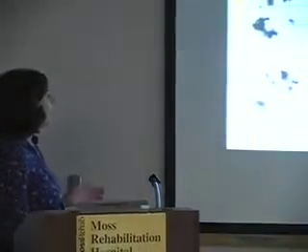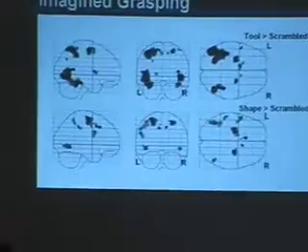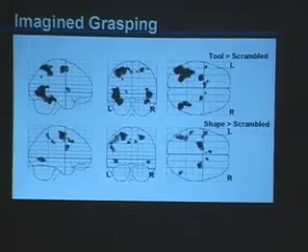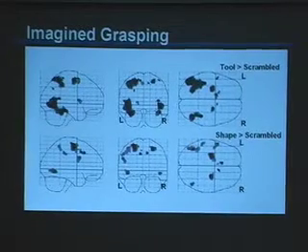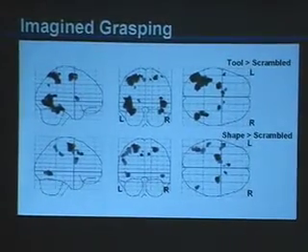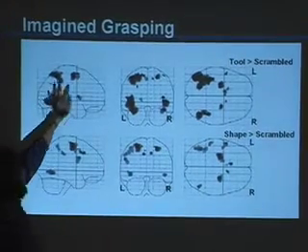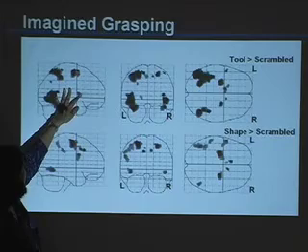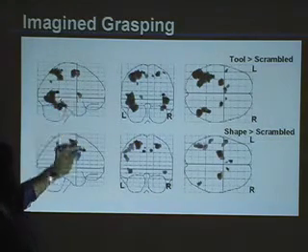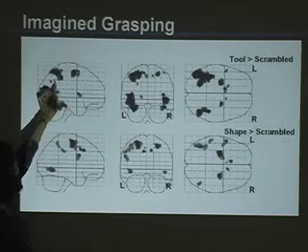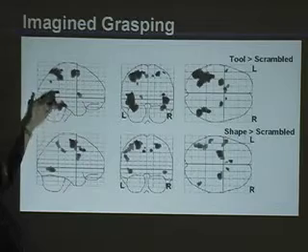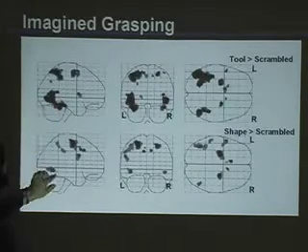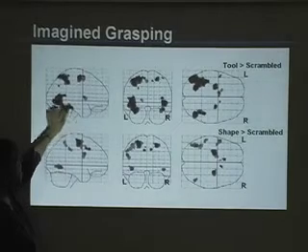So the second task was imagine grasping. And now here you can see many more similarities between the tools and the shapes. We found activation for tools and shapes in the premotor cortex. This here is the dorsal premotor cortex. We found ventral regions, but as I'll point out, they're actually different ventral regions. And then we found parietal activation in both tasks, but as you can see, it's a reduced amount in the shapes compared to the tools, and also a reduced amount of activation in this occipital temporal cluster here.